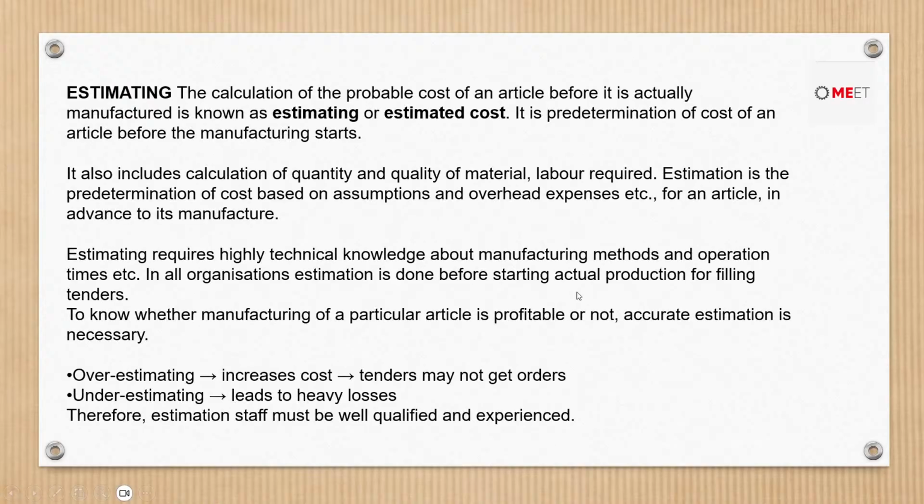So what is the meaning of estimation? Estimation is knowing an appropriate or a probable cost. That information is needed before any part is manufactured or before the manufacturing starts. The estimation is done on the basis of quality, quantity of material, labor required, and estimation is also a predetermined cost based on assumptions and overhead expenses for an article in advance of manufacture.